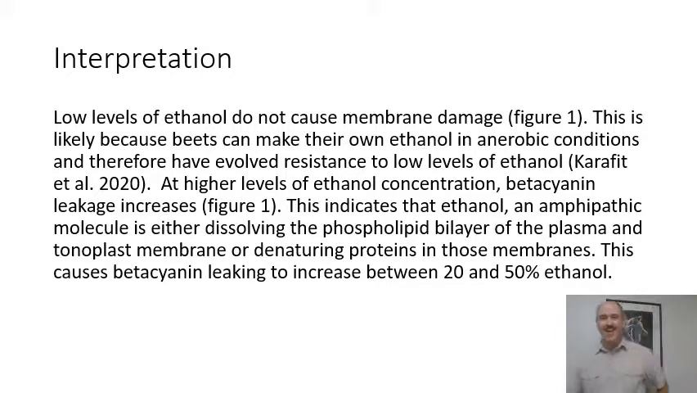This indicates that ethanol, an amphipathic molecule, is either dissolving the phospholipid bilayer of the plasma and tonoplast membrane or denaturing proteins in those membranes. This causes beta-cyanine, I have a typo there, but beta-cyanine leakage to increase between 20 and 50% ethanol. I could say Figure 1 again right there to refer to it. So what have I done here? I have described what happened and I have described why it happened. And that's what we're looking for on lab reports and anytime you need to interpret data.